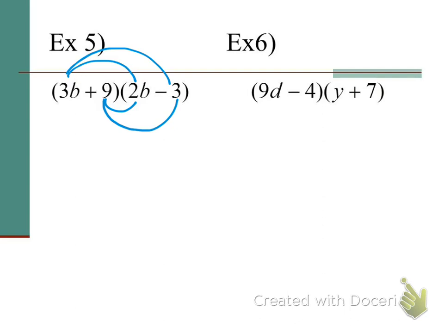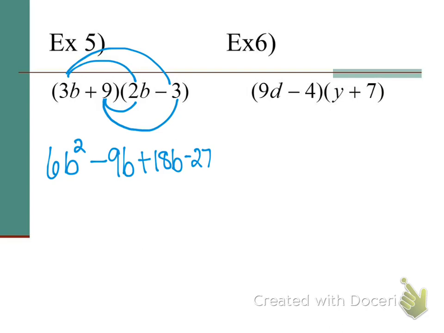Danielle, what's 3b times 2b? 6b squared. Natalie, what's 3b times negative 3? Negative 9b, good. Next up, we've got 9 times 2b, Keon. Positive 18b. And last, we've got 9 times negative 3, Keon. Good, negative 27.